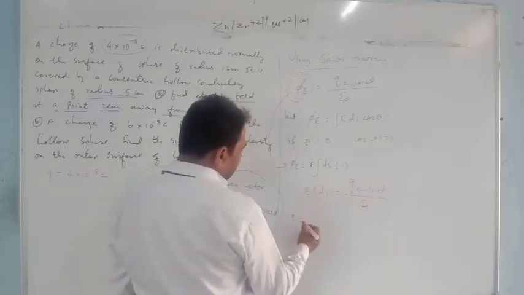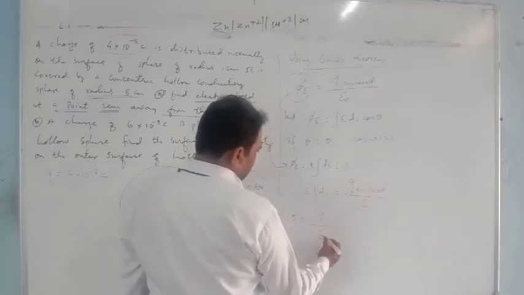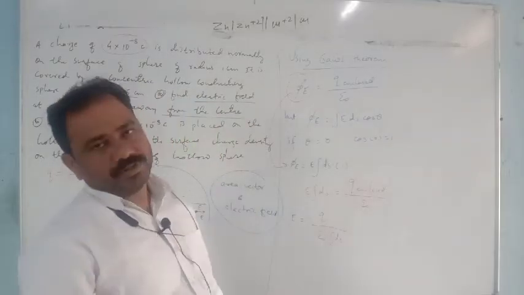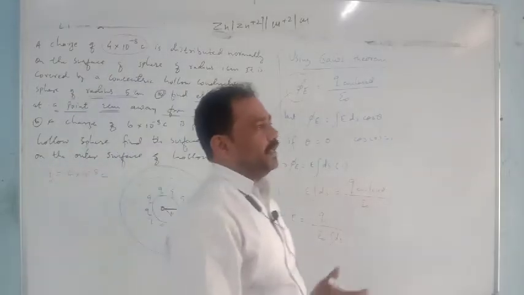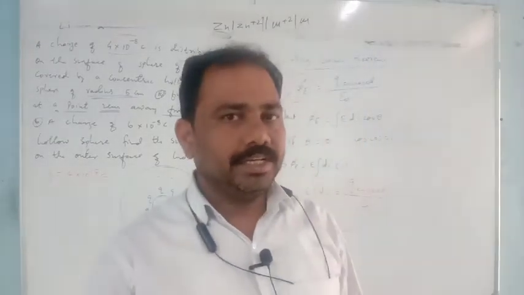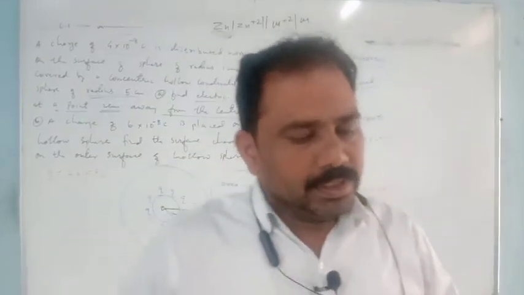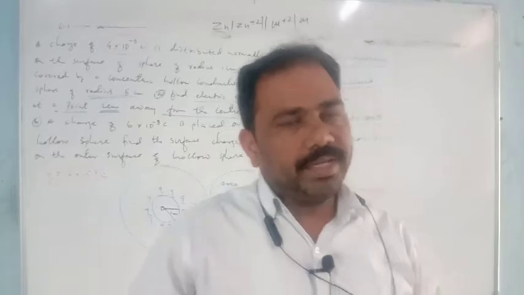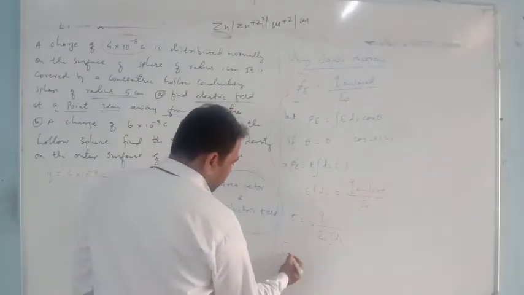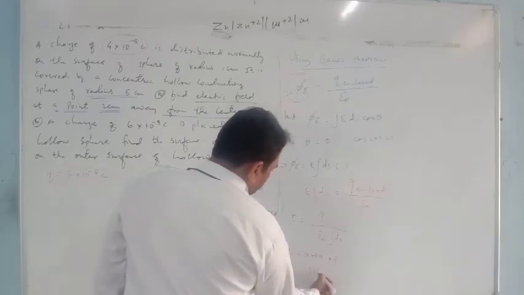That is, electric intensity is equal to q upon epsilon naught into integration of ds. Now integration of ds means what? ds stands for unit area. Integration of ds means total area. Okay, so this is a sphere, so we can consider the area of a sphere. So the integration of ds stands for the area of the sphere, and we know the area of a sphere.